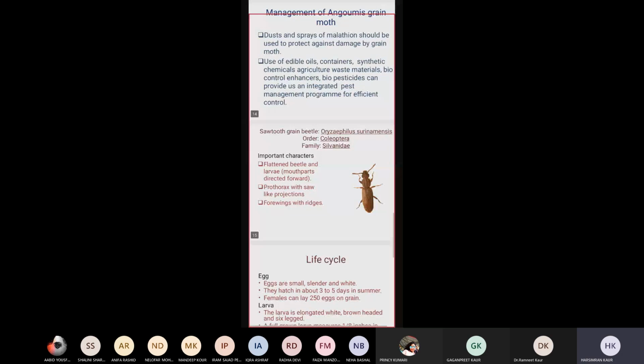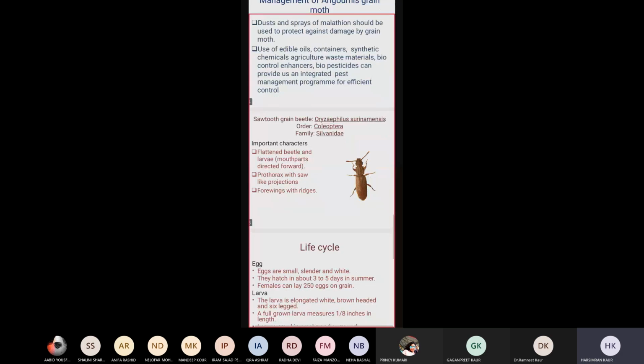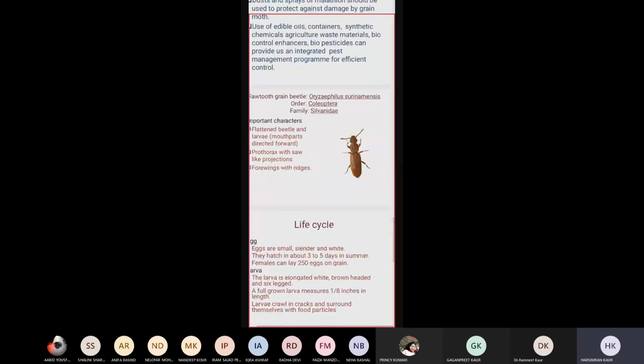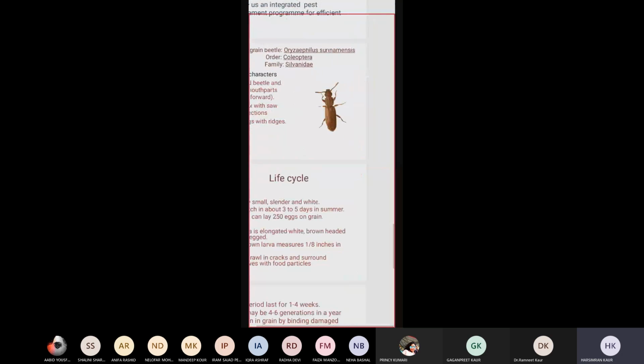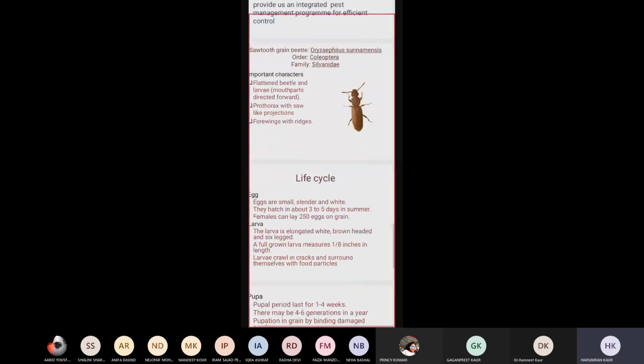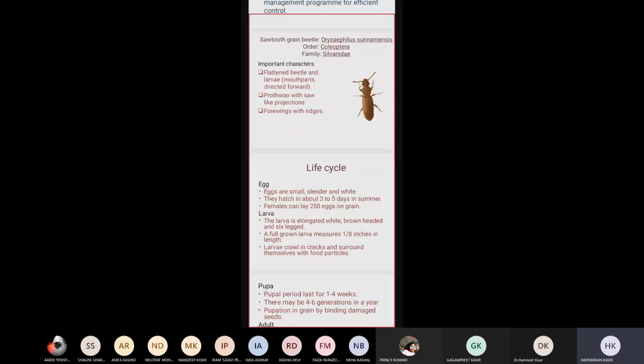Then moving further to the life cycle of sawtooth grain beetle. Firstly, eggs are small and slender and they are white in color. They hatch in about 3 to 5 days in summer, and the female usually lays 250 eggs on grain. Then the egg changes into larva. The larva is elongated, white, brown headed, and six legged. A full grown larva measures 1/8 inch in length.